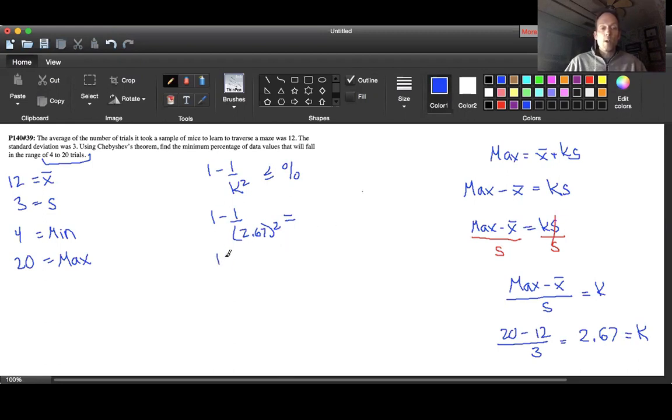I'm going to write in 1 minus 1 over 7.13 equals. So now I'm going to go 1 divided by 7.13, and I get 0.14. So this whole entire thing is going to be 1 minus 0.14, and then what's that going to be equal to? 1 minus 0.14 is going to give me a 0.86.